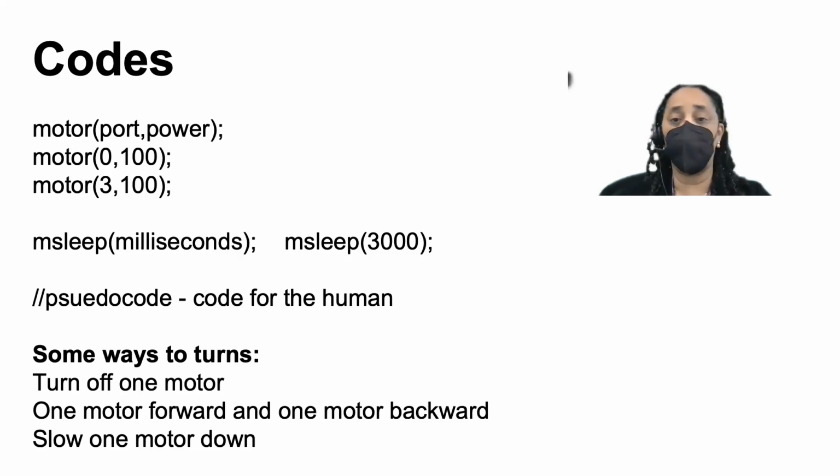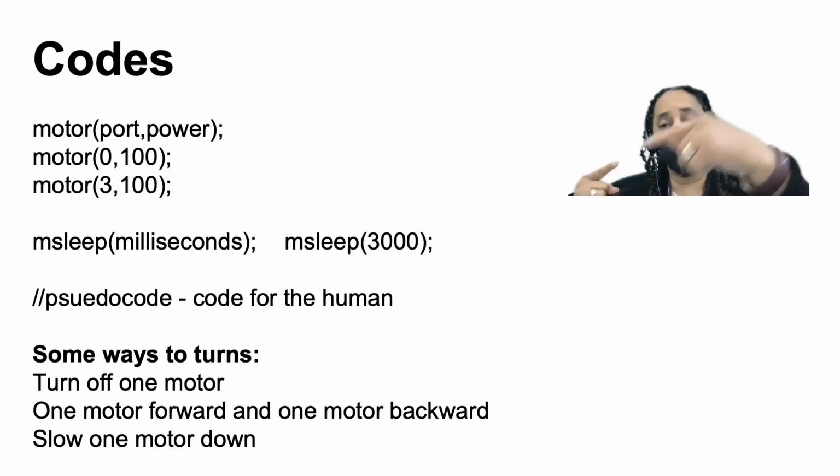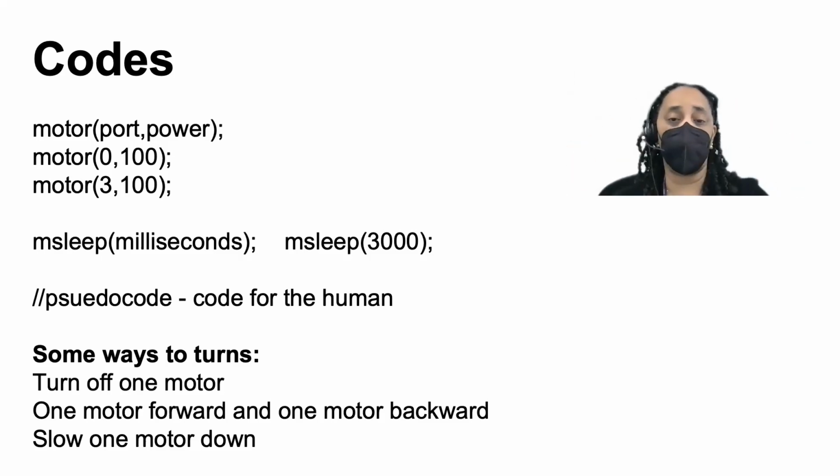The last way, or one of the last ways that I'm showing you, is you can slow one motor down. So you can have one motor at 20% power and one motor at 100% power, and that robot will do a slight turn. Other codes that you need to know.